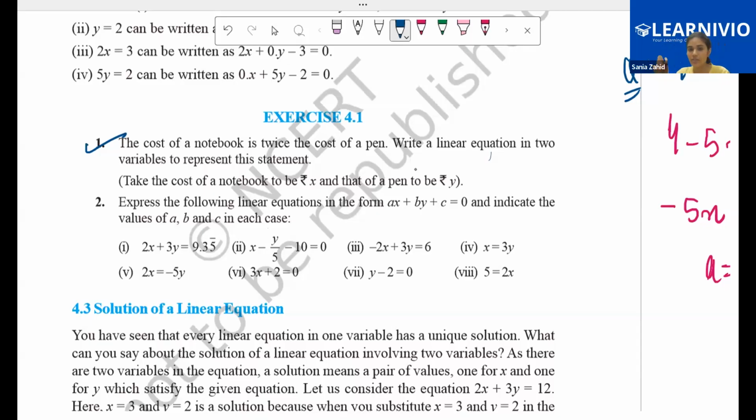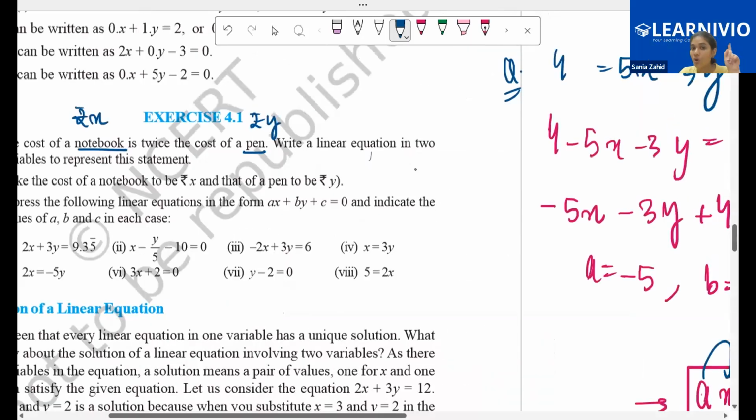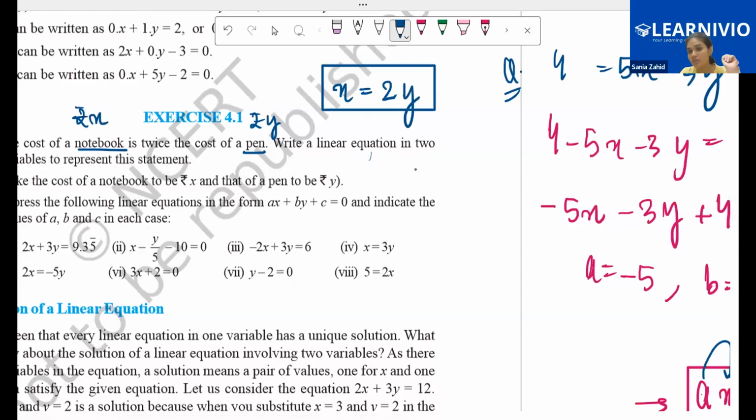But let's dive into it first. Why are we saying x is equal to 2y? I will consider, let the cost of the notebook be x rupees and the cost of the pen be y rupees. Now what is given? The cost of the notebook is twice the cost of the pen. So I have the equation x is equal to 2y. Now how do I write it in the general formula?